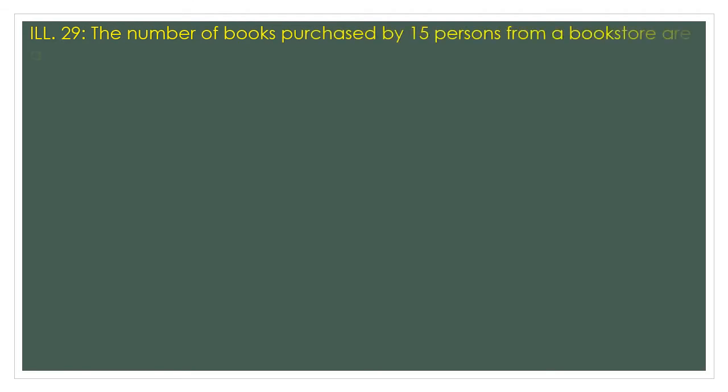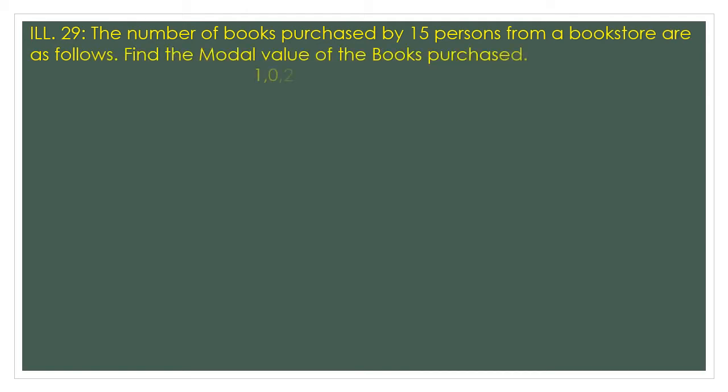Let's start with illustration 29. The number of books purchased by 15 persons from a bookstore are as follows. We have to find the modal value of the books purchased. The data is 1, 0, 2, 2, 3, 4, 2, 7, 2, 2, 5, 4, 2, 1, 1, 2. Now the number of times I said 2 obviously tells us that the maximum number of times the value which has been repeated is 2.